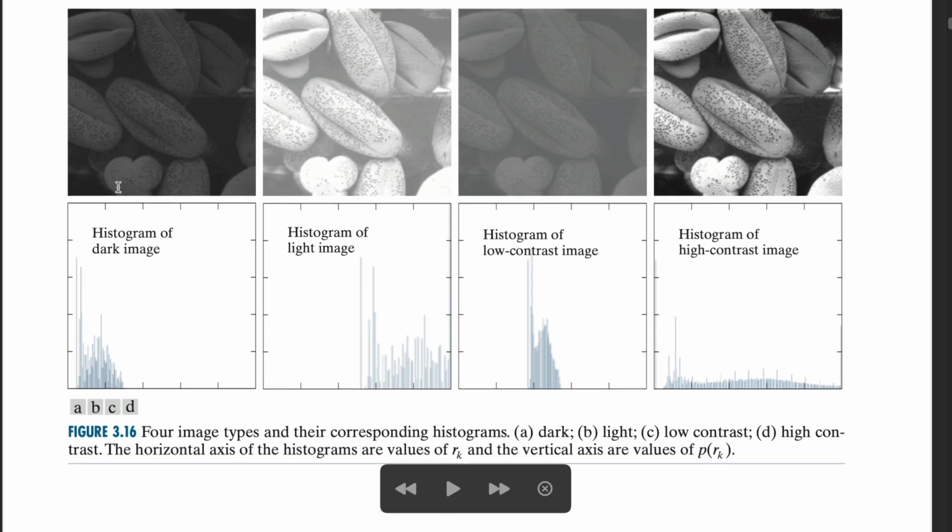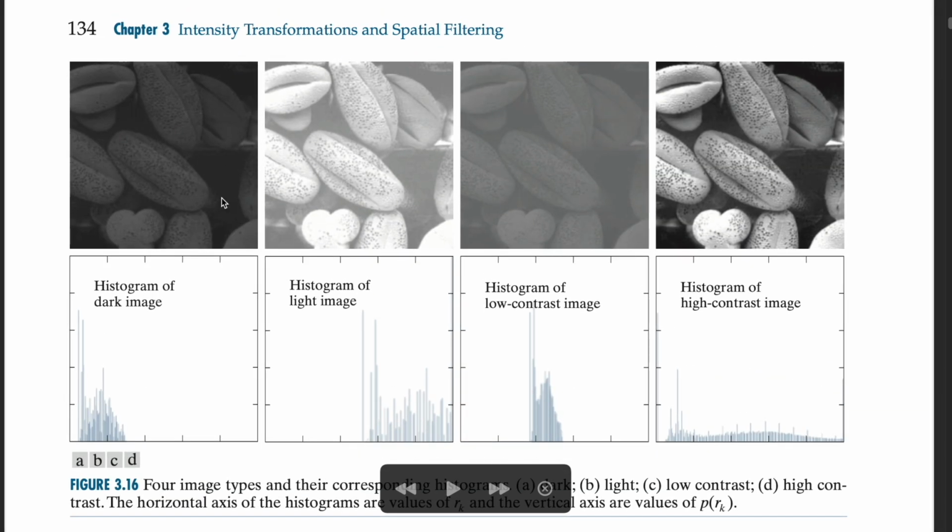And again, if we see the image, I don't think I should hide it. So if we see the image, we can see that all of the pixels are dark pixels, and so the image is a dark image.